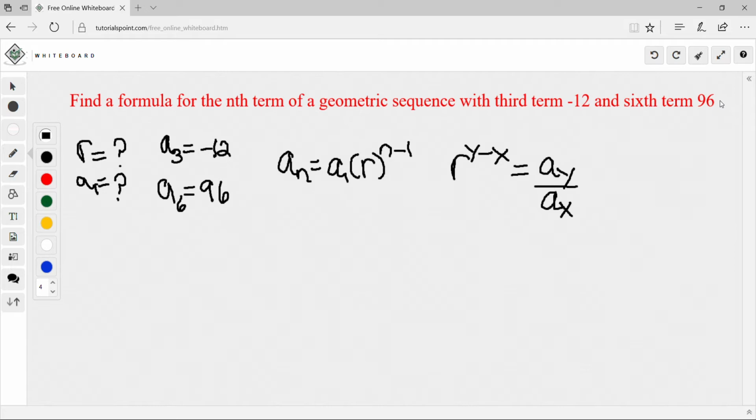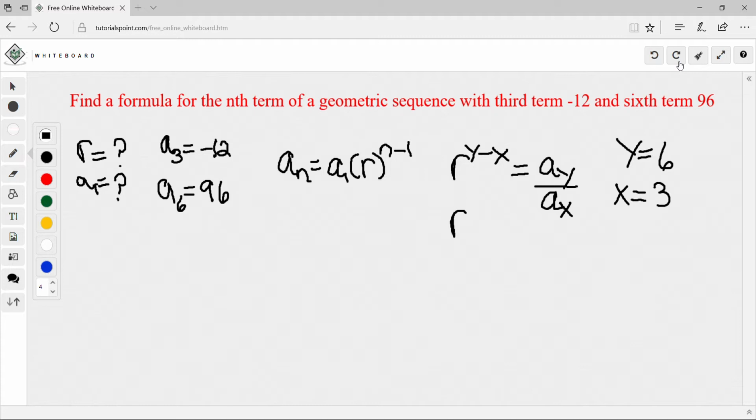So I'm going to use the formula a_n equals a_1 times r to the n minus 1 to get our nth term. And to find the ratio, I'm going to use r to the y minus x equals a_y divided by a_x. I'm not going to use a_2 over a_1 because we don't know the second term or the first term. So to find the ratio, y is the subscript of a_6, so y equals 6. And x is the subscript of a_3, which is 3, so x equals 3.